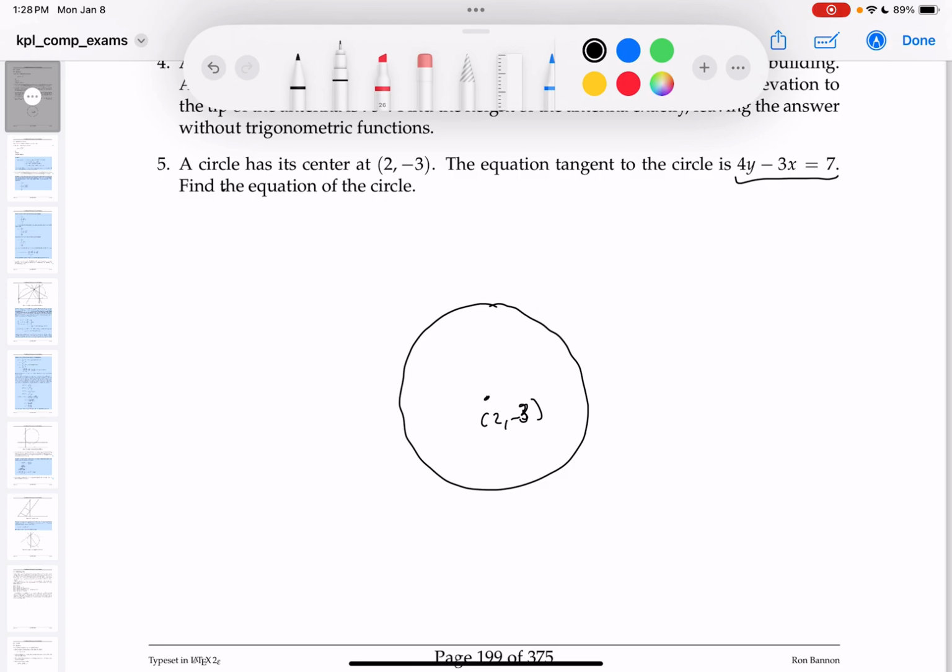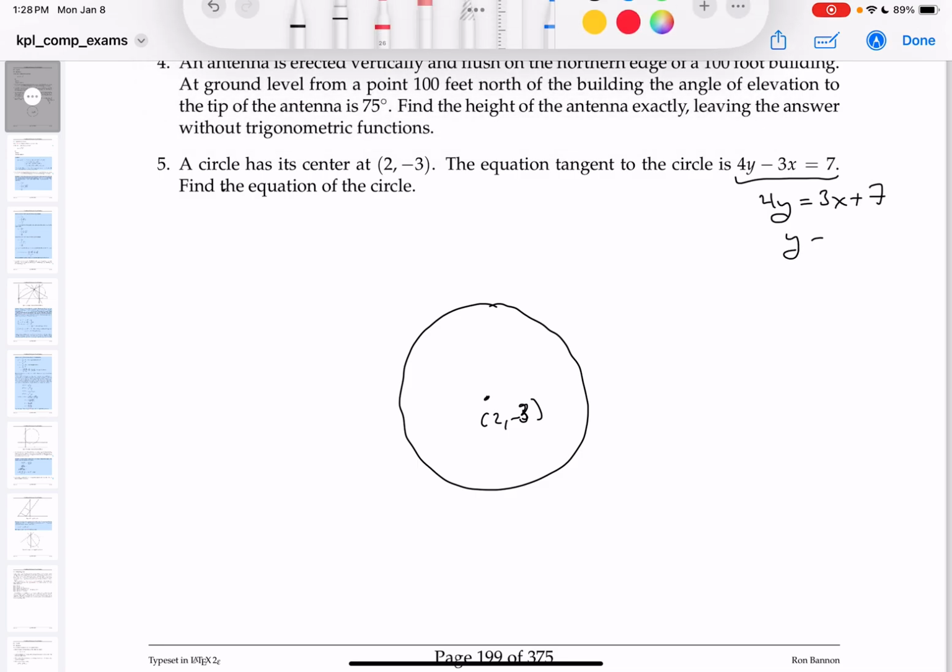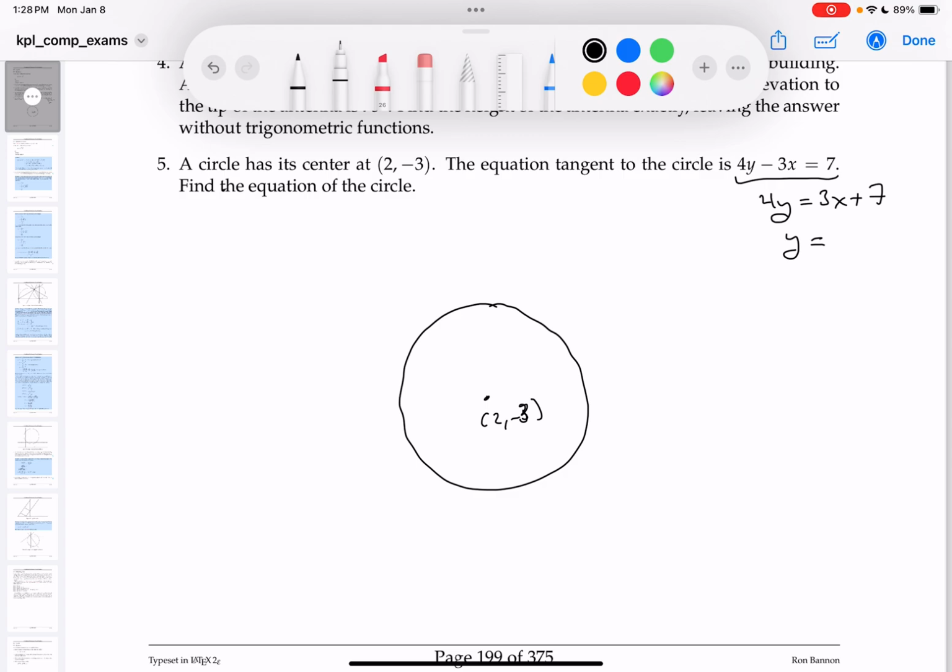Before I do anything, I want to point out that looking at this line, it's 4y equals 3x plus 7, and that would be y equals 3/4 x plus 7/4. By the way, notice it's got a positive slope. So I got two possibilities to consider, something like this, or maybe something like this over here. It's got to be a positive slope, by the way. It's one of the two, not both of those.